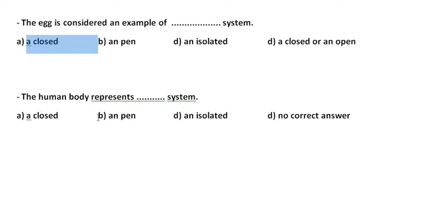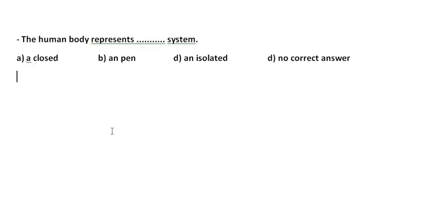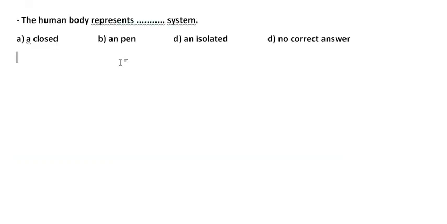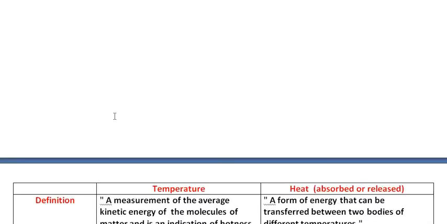The human body represents an open system because the body can exchange air and carbon dioxide during breathing with the air, which is the surrounding of the human body, and it can also exchange heat with the surrounding air. So the answer here is an open system.